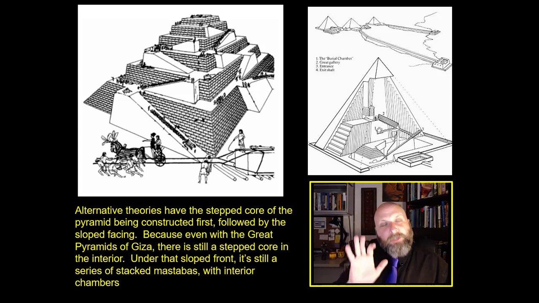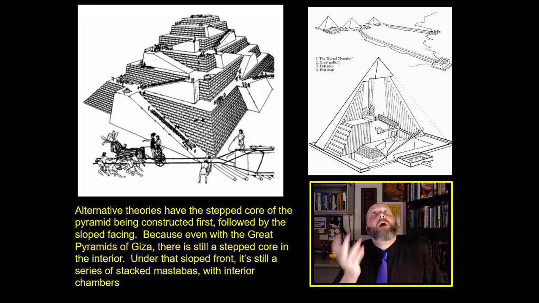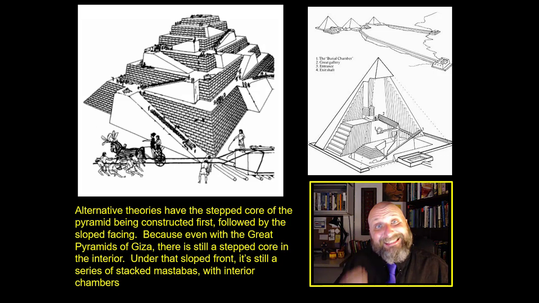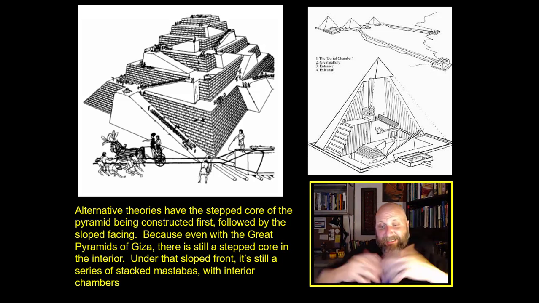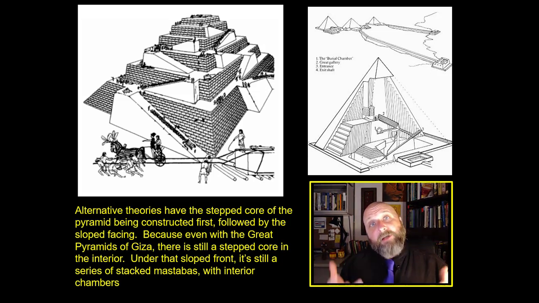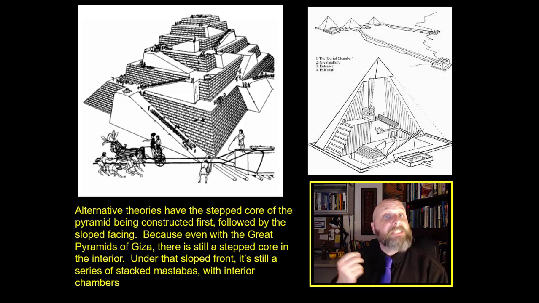Even though it's huge, even though it's impressive, if you actually look at a cutaway diagram of how it was actually constructed, it's still really just a series of stacked mastabas. One mastaba stacked on top of itself. At the end of the day, the Great Pyramids are really nothing more than huge, elaborate mastabas.